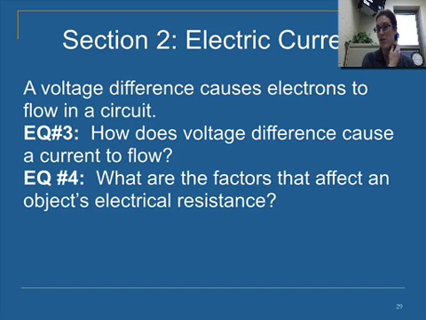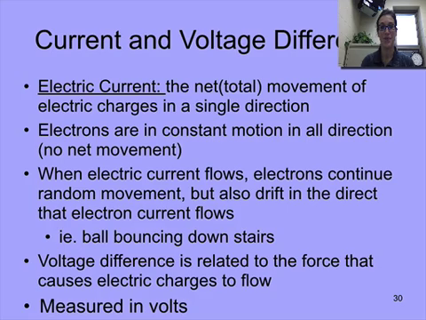All right, the second section is over an electric current. A voltage difference causes electrons to flow in a circuit. How does voltage difference cause a current to flow? Essential question number 4: what are the factors that affect electrical resistance?